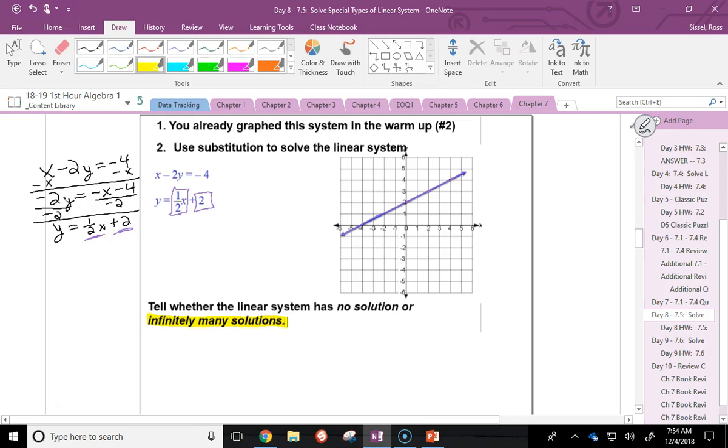Now, on a test, on MAP, on EOC, on the end of this chapter, if I said, tell me at least one solution, you can say there's infinite solutions. If I said, give me one possible solution, you could choose any point that you know. I always use the y-intercept just because it's easiest. I'd say, well, (0, 2) will make both equations true. I could use (-4, 0). That would make both equations true.